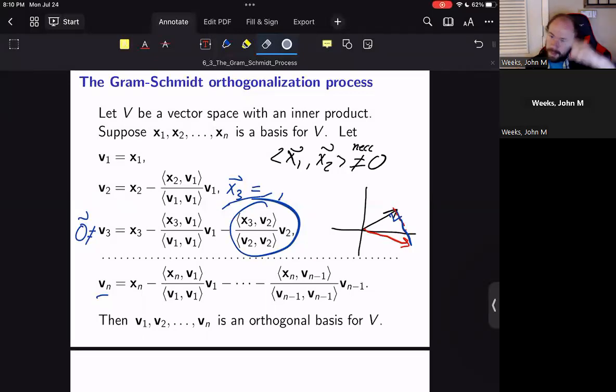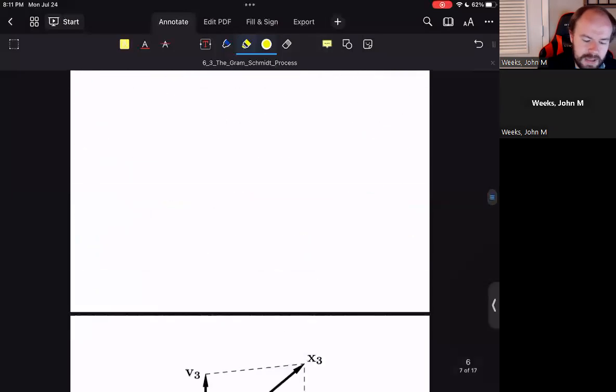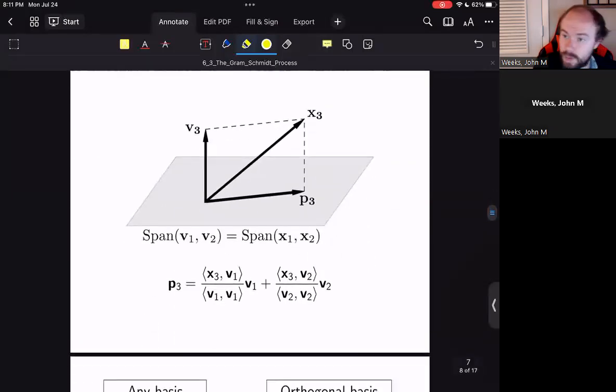And so all the way down, we would have shown orthogonality between any pair of these two vectors. Hence, v1 through vn would be an orthogonal basis for our vector space. Okay. So here is that picture of what we're looking at.